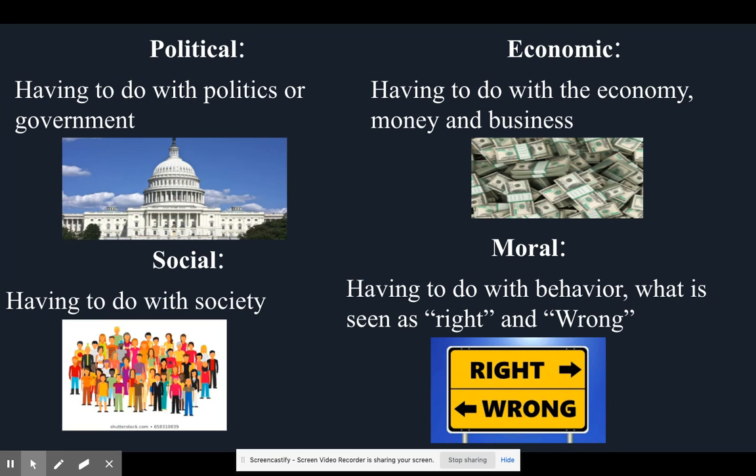And then morals are kind of like having to do with behavior, what is seen as right and wrong. What do you do when no one's looking? That's what morals are. So when you think of moral progressivism, it's talking about the right way for people to have proper morals, doing what's right when no one's looking.